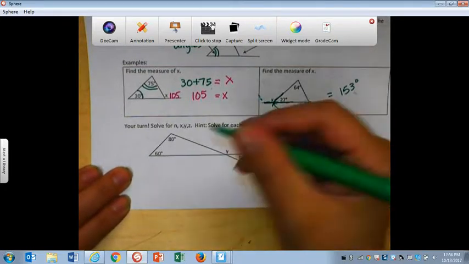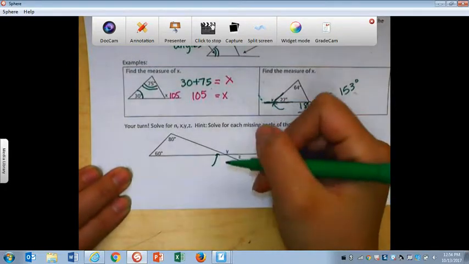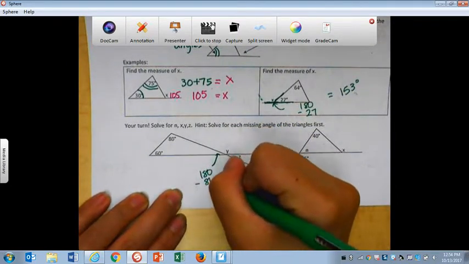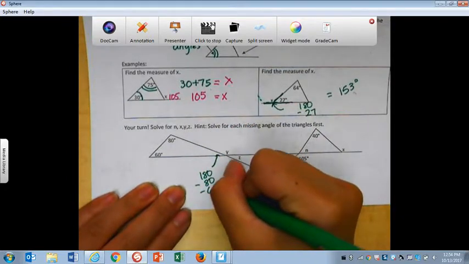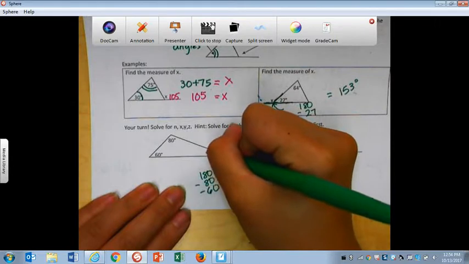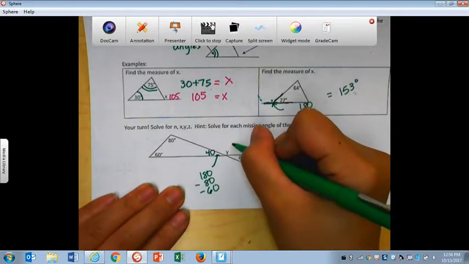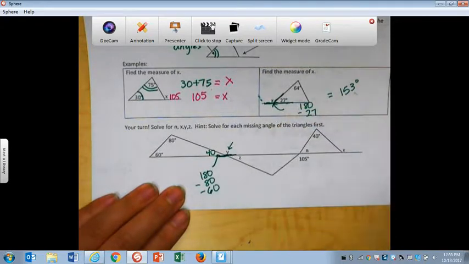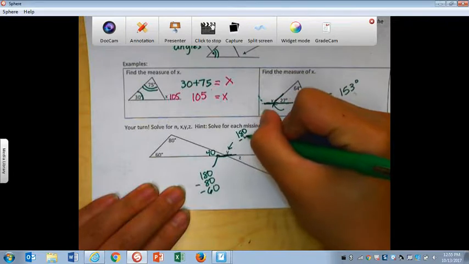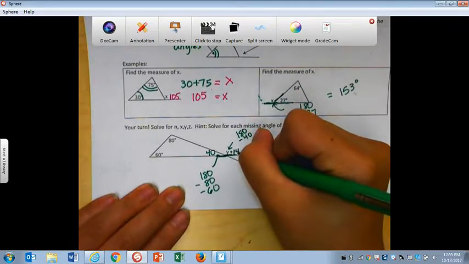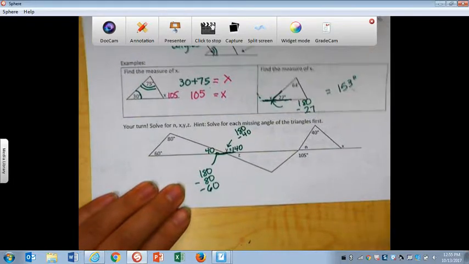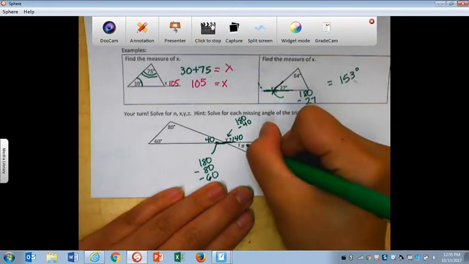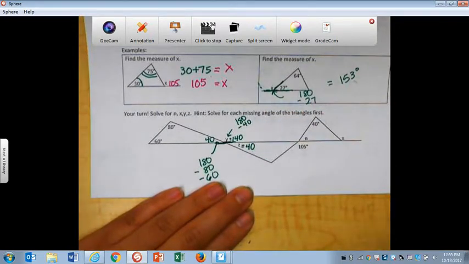Here's triangle 1. To get this angle right here, you know that there's 180 degrees in a triangle. Okay? So I'm going to go 180 minus 60, and I'm going to get 40. See that? Okay, now to get this y right here, you know that these two are linear pairs, right? So I would go 180 minus 40, so I know y would equal 140. All right, you see that? Now, z, what does z equal? Well, it's vertical, so that is 40, okay?